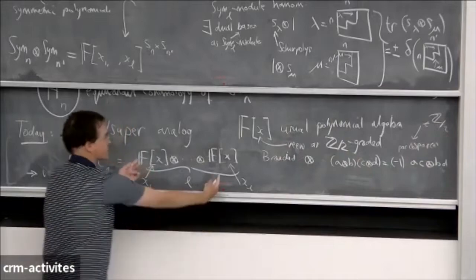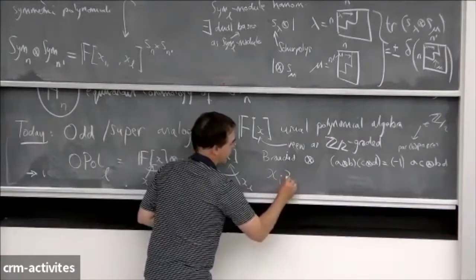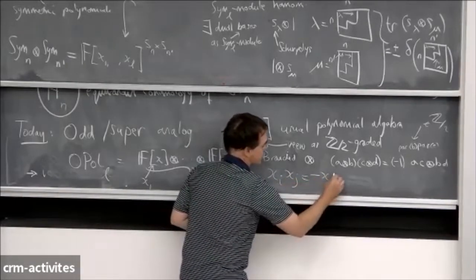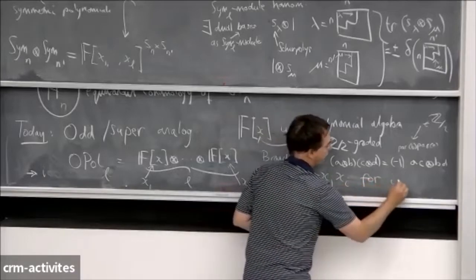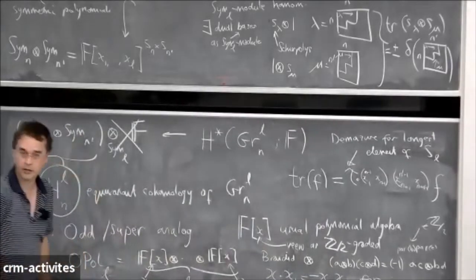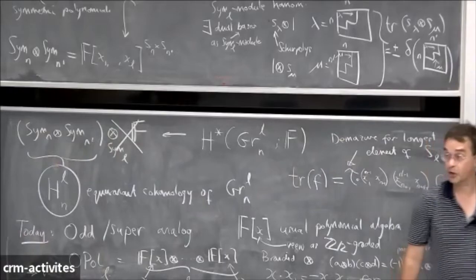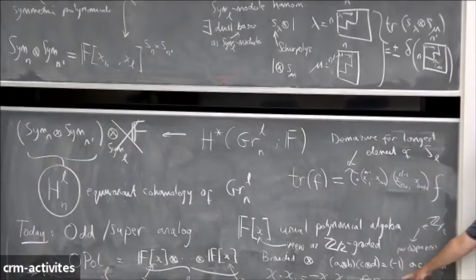So the upshot of this braided tensor product in this odd polynomial algebra is just that x_i x_j is minus x_j x_i, for i different from j. That's all that goes on when you work in this world. So this is slightly noncommutative. This superalgebra OPol_L is very mildly noncommutative. The x squared is not 0. That's something people often think I'm doing. This is not supercommutative, this superalgebra I'm working with.